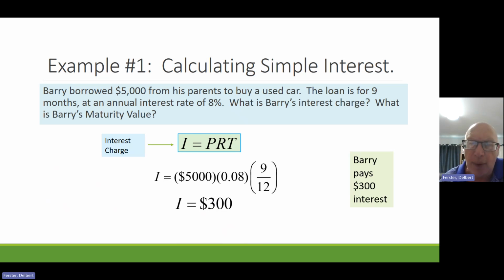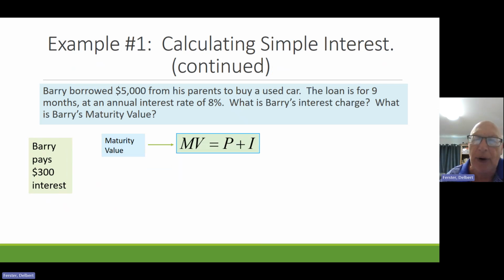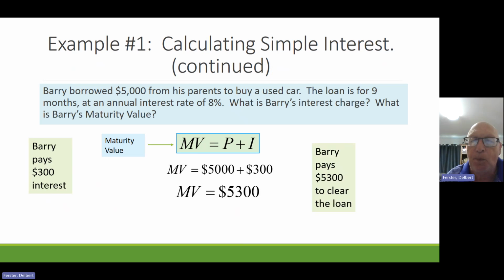So the next part of the problem says, what's Barry's maturity value? And remember, all that means is at the end of that 9-month period, Barry's going to pay the interest on this loan plus the original amount of the loan. All right. And we already know from previous calculations, he's paying $300 interest. So we'll be adding the two together. To square the loan, Barry's going to pay $5,300. And according to the problem, that's 9 months after he took the loan. Problem one, done. Not a whole lot of heavy stuff. Should be pretty clean. Okay.